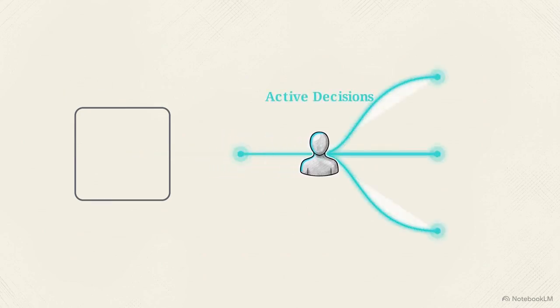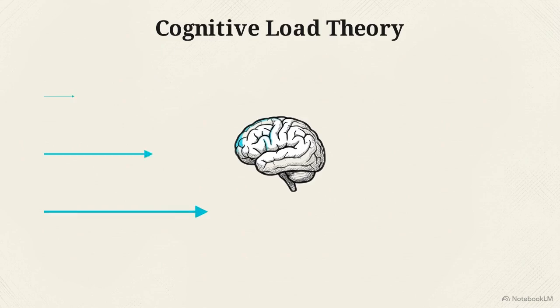True interaction pushes the learner out of the passenger seat. By making active decisions within a simulated reality, the learner moves from a passive receiver to a navigator of their own education. Node 2, Theoretical Foundations.